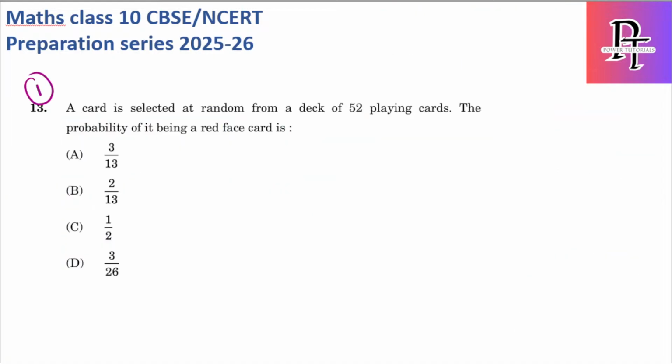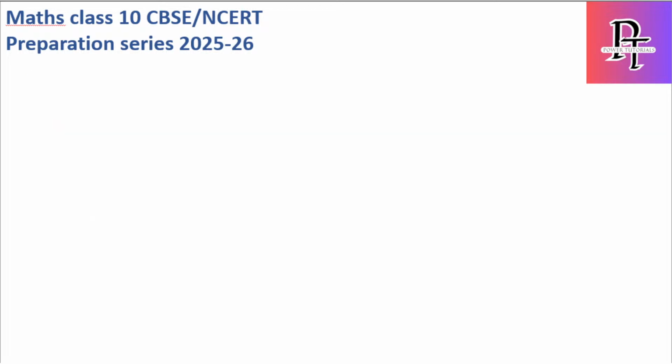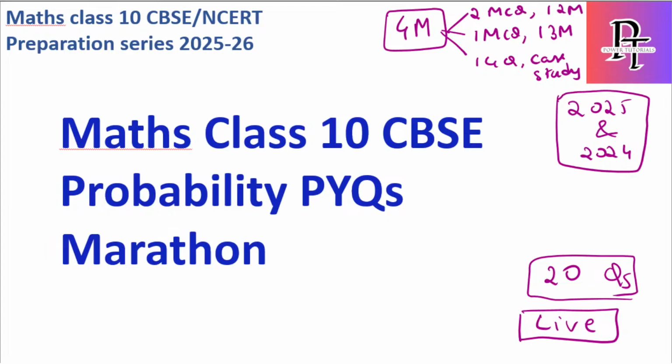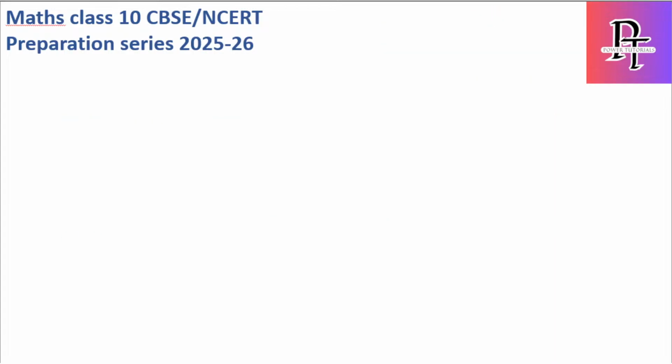So let's see the first question for the probability chapter. Before going to the questions, I will explain a small concept. This chapter is very easy, one of the easiest chapters I can see. I will discuss the main important topics from this chapter briefly, within 1 minute, and then we'll continue with the questions.